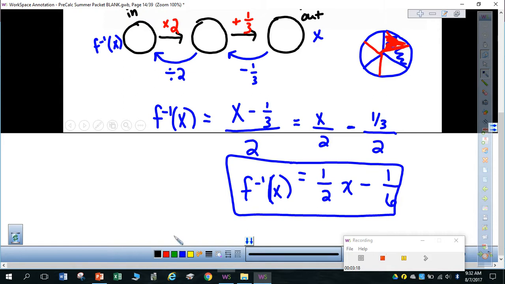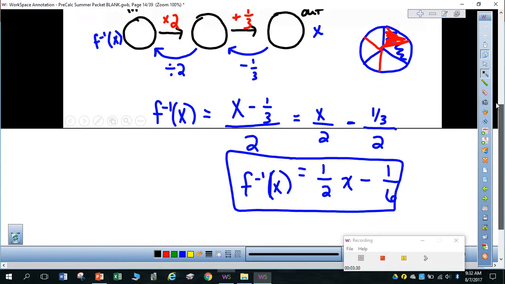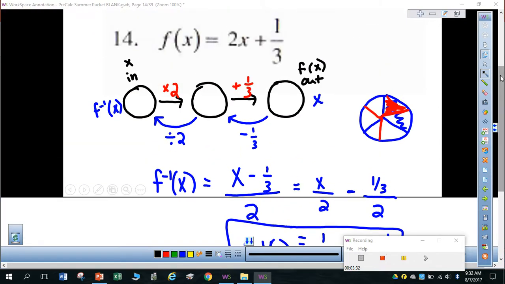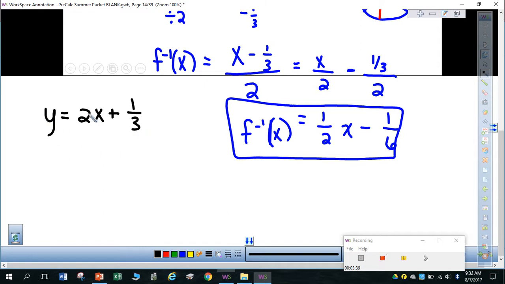Okay, we can also follow a more formal process for getting the inverse. Going back to the original f of x, the first step is to replace f of x with y. So we have y equals 2x plus 1/3. Second step is to switch x and y. Our third step then is to solve for y.